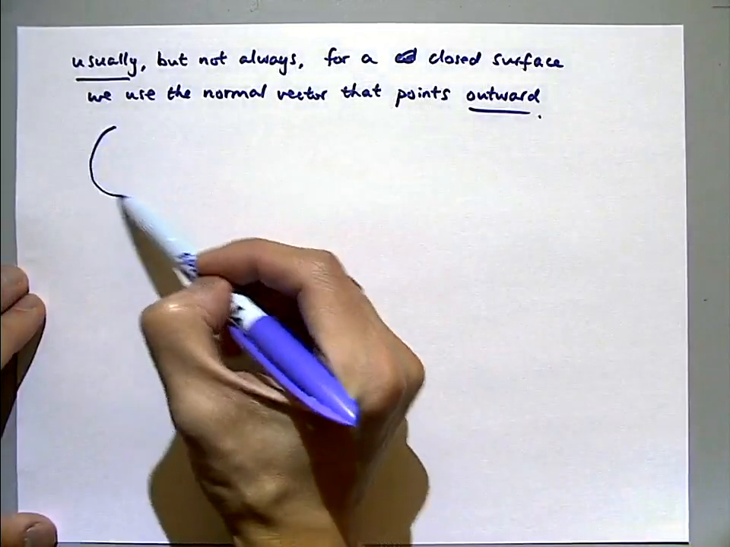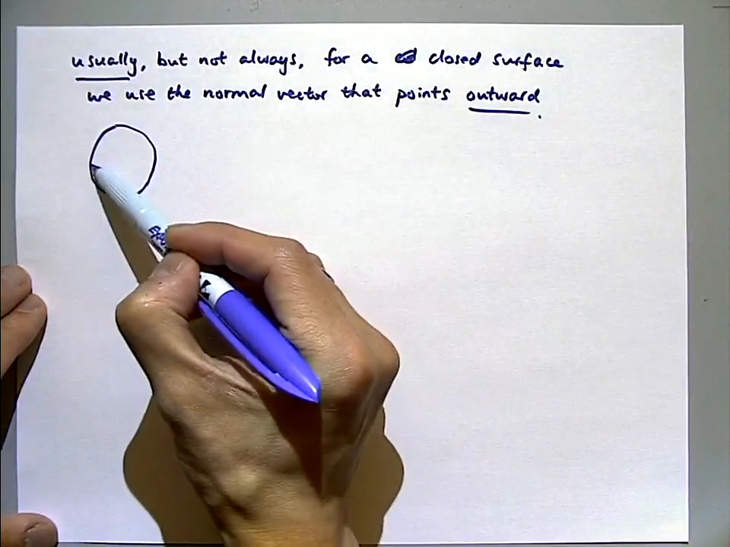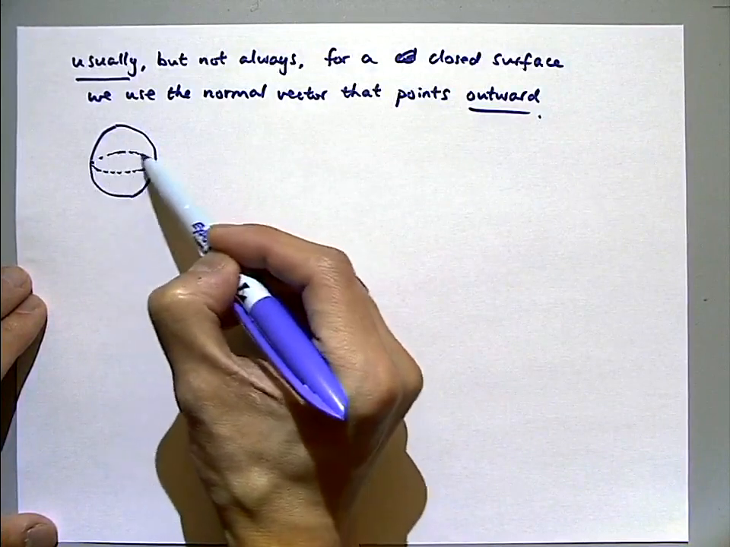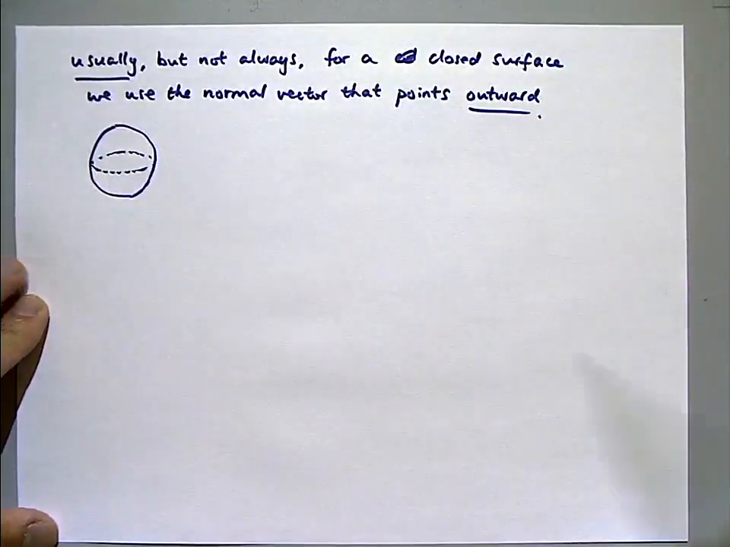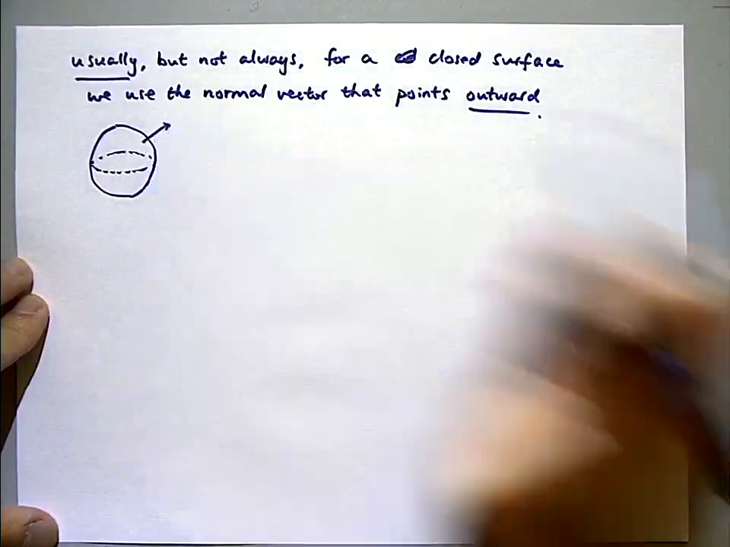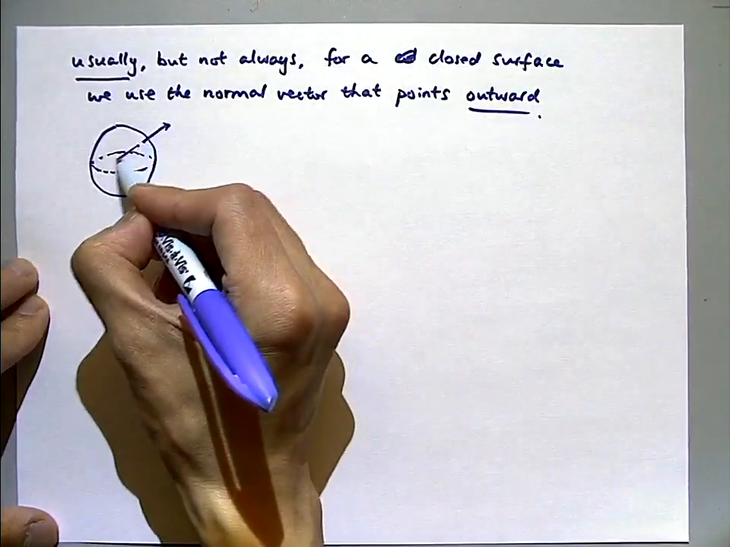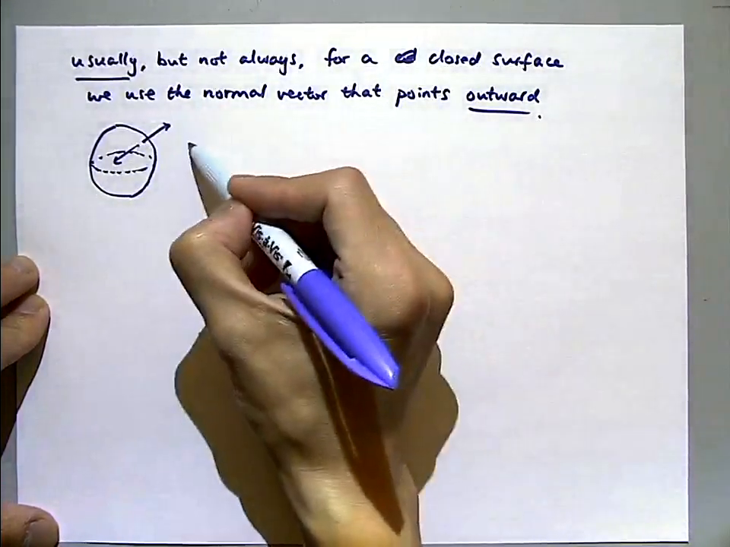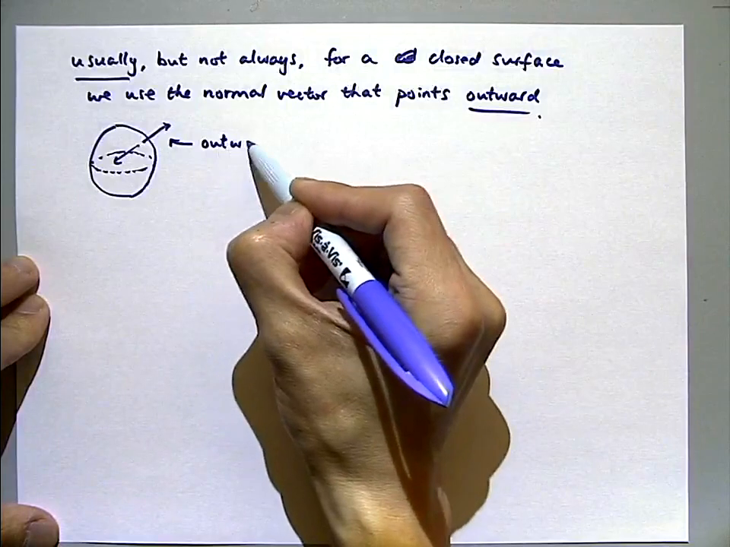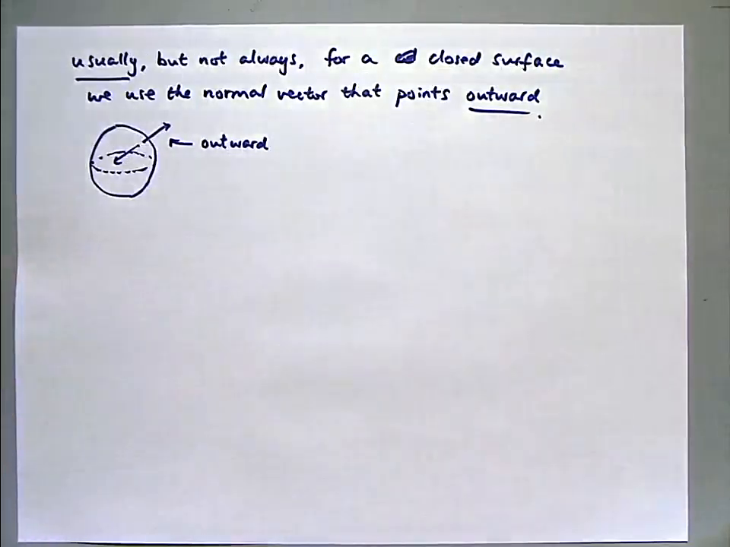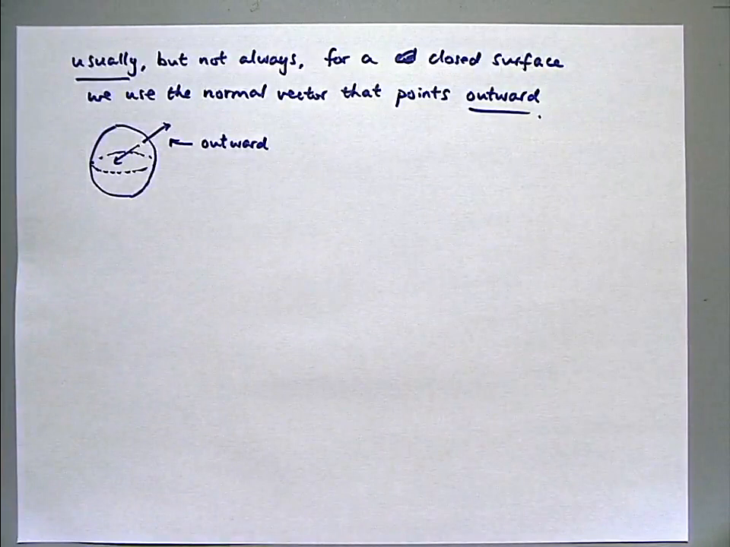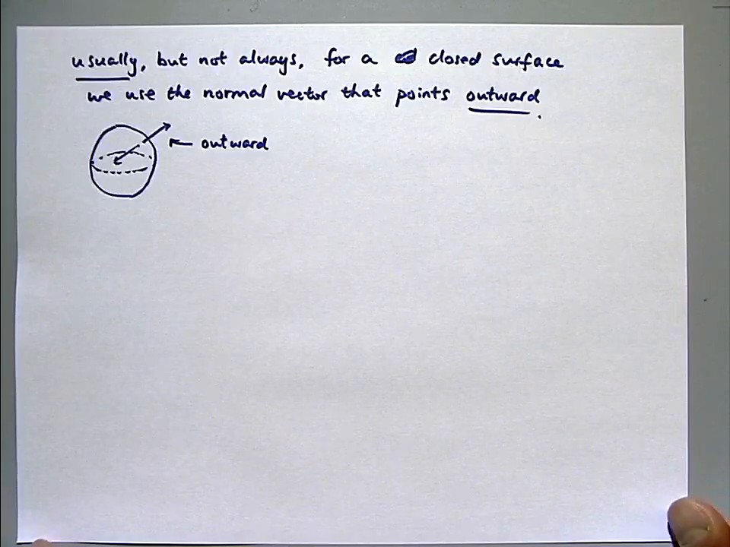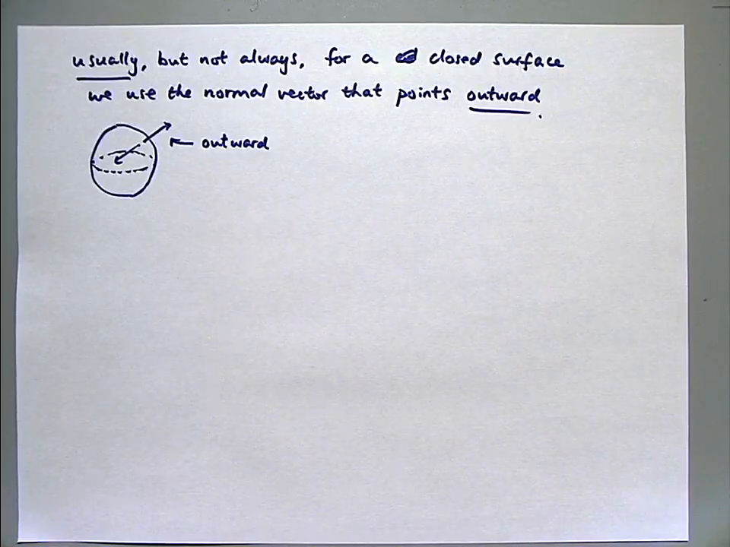Okay, so imagine a sphere here. There's two choices of any normal vector. We can have one that points out like that, or we can have one that points in, into the sphere or out of the sphere. Normally we choose the outward one, but not always the case, and you have to read what the statement says, which one to choose. Okay, now we know what it means to have an oriented surface.